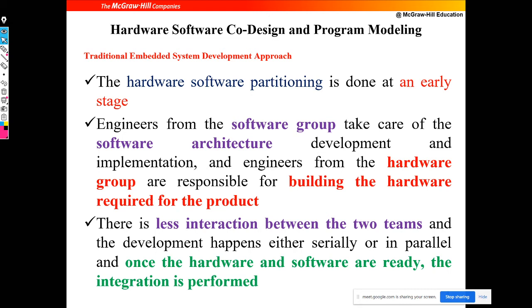So you need some kind of hardware software co-design when you develop an embedded system. You need to divide which parts go to hardware and which parts go to software. Then you again have architecture for both: hardware architecture and software architecture.